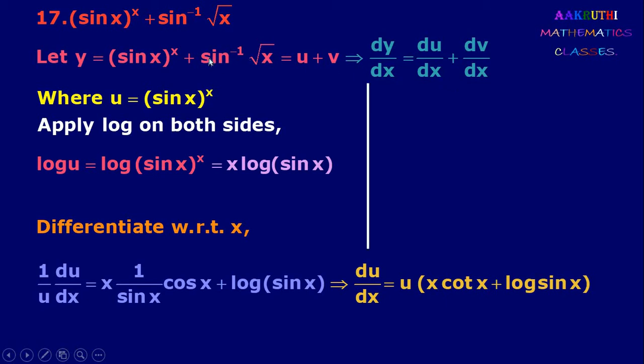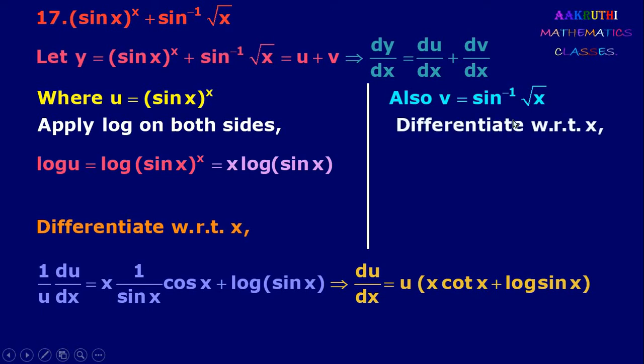Now here v equal to sin inverse root x. Here also no need to apply log, directly we can differentiate. It is of the form sin inverse x. Differentiate with respect to x, we get dv by dx is, sin inverse x differentiation is 1 by root of 1 minus x square. In place of x, we have root x. So therefore it is 1 by root of 1 minus root x square.